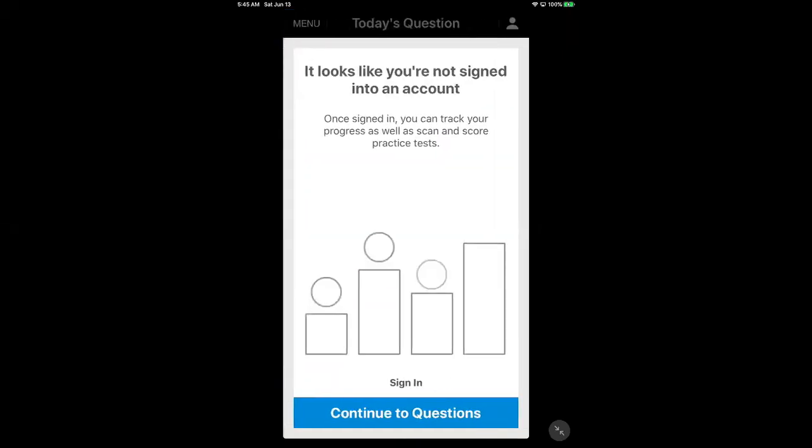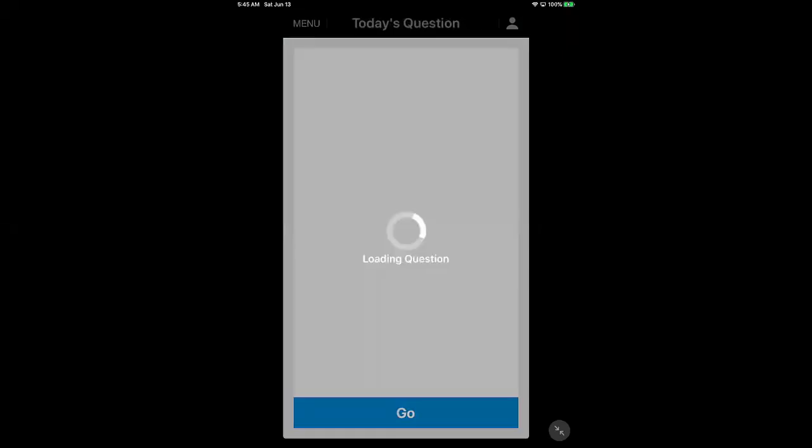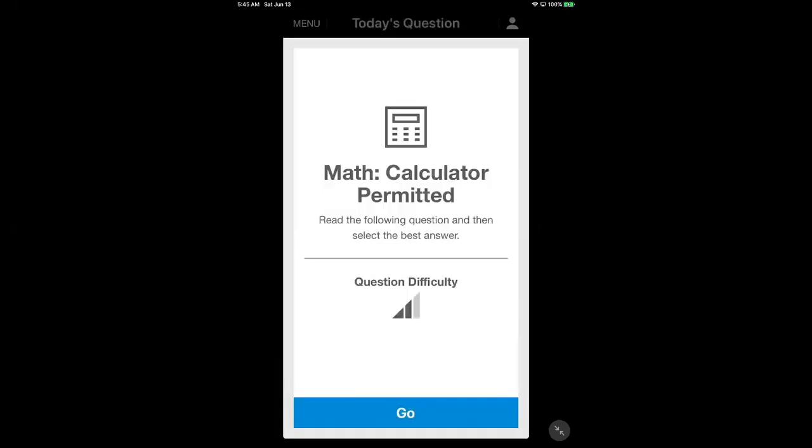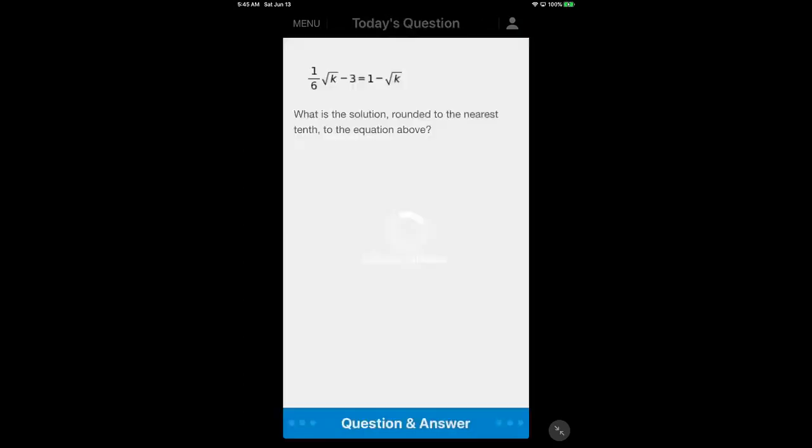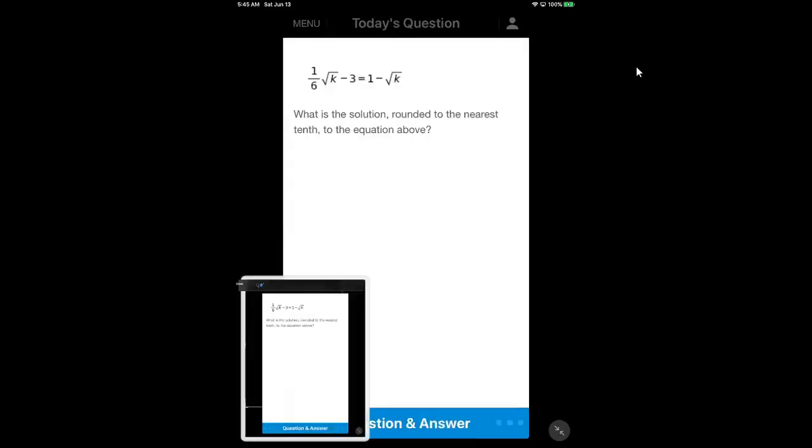Today's question. Now this is important. This is in the calculator permitted section, which means you're allowed to use your graphing calculator if you have a graphing calculator. So if you're allowed to use it, my thing is, why not use it if it will help you answer a question easily? So let's go. All right, so here's the actual question that we have. It says, what is the solution rounded to the nearest tenth to the equation above? Now, I'm going to take a picture because I want you guys to see exactly what I think is important.